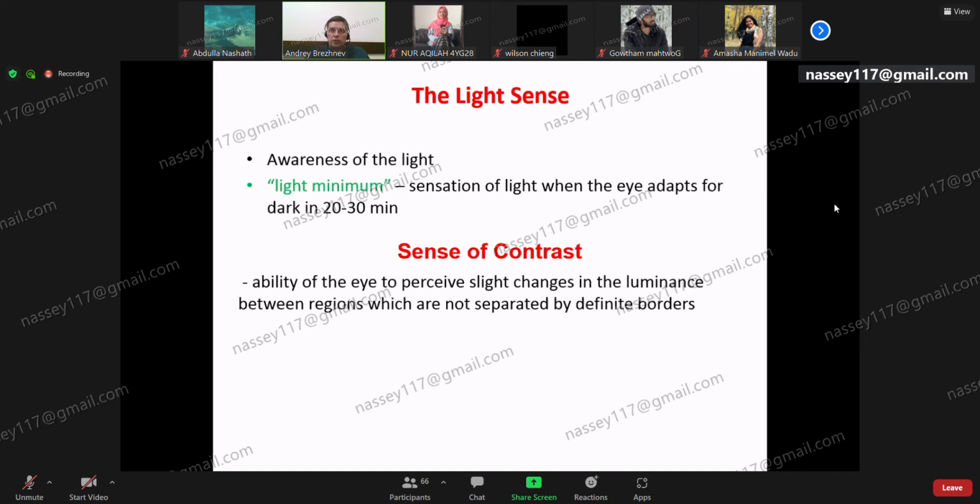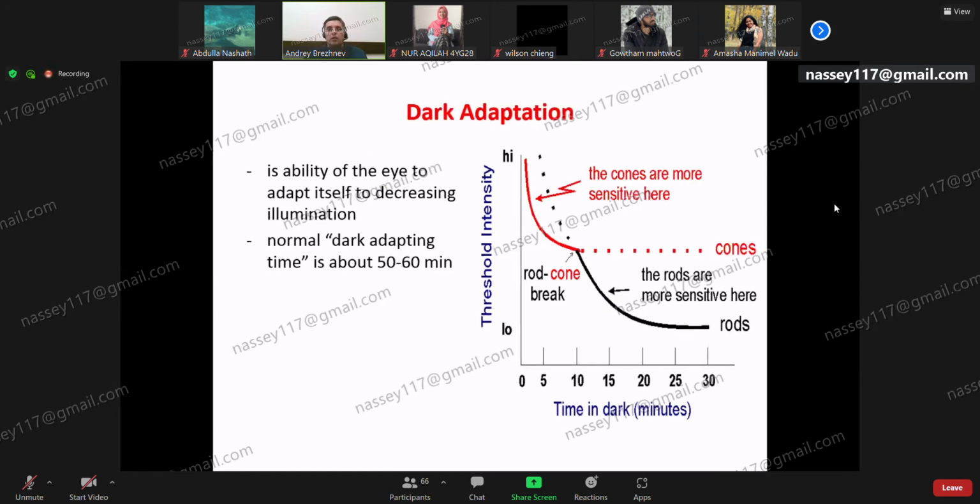Sense of contrast. Before we continue about the sense of contrast, several words about the so-called dark adaptation. It is an ability of the eye to adapt itself to decreasing illumination. When one goes from bright sunshine into a dimly lit room, one cannot perceive the objects in this room until some time has elapsed. During this period, the eye is adapting to low illumination, and the time taken to see in dim illumination is called dark adaptation time.